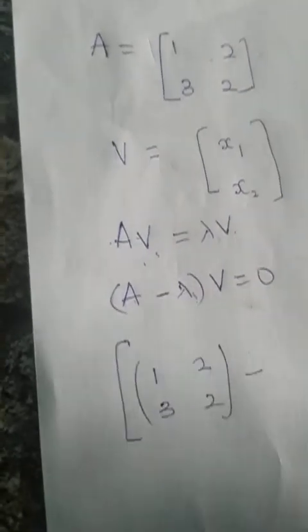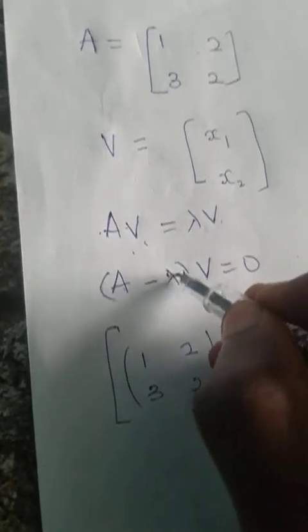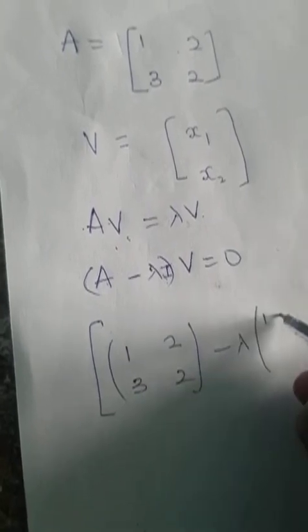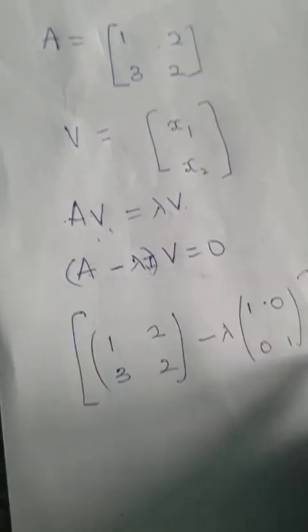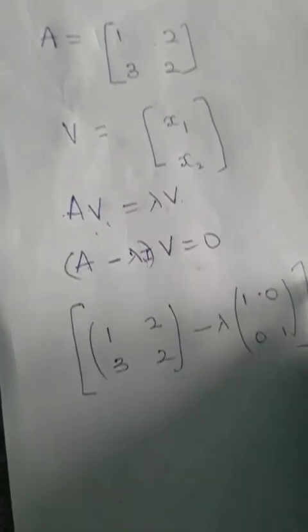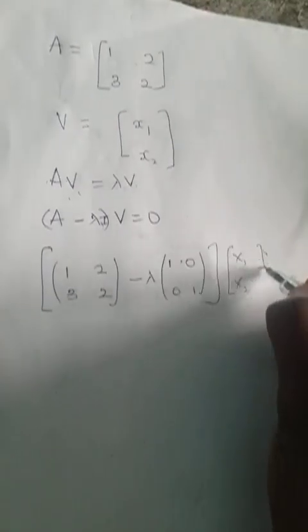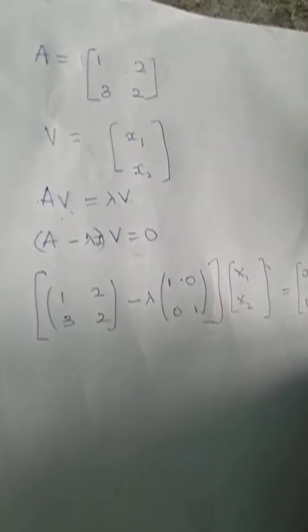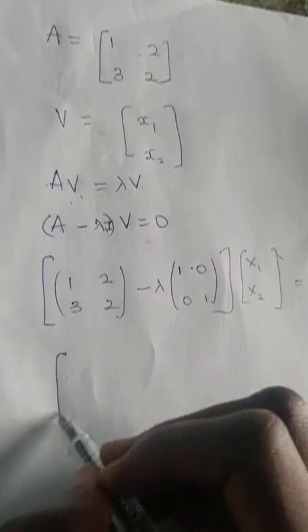minus your lambda. But because this is a matrix, it can't be ordinary lambda, it will be lambda I. So you have an identity matrix 1, 0, 0, 1. Then your vector, which is x1 and x2, equals what? Is a 2 by 2 matrix. This should also be 0. So from here, what do you have?